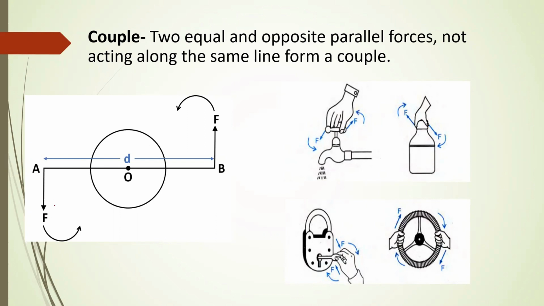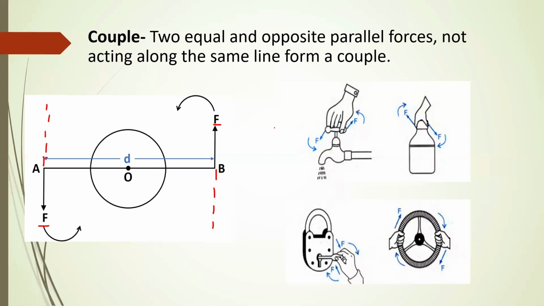Now here you can see force F at point A and force F at point B. They are equal amounts of forces, and they are opposite to each other, but they're not even acting along the same line. So the line of force for point A is here and the line of force for point B is here. So they are forming a couple. Whenever you see a rotation, it is always a set of two equal and opposite parallel forces. These two forces are parallel to each other but not acting along the same line, so they form a couple.